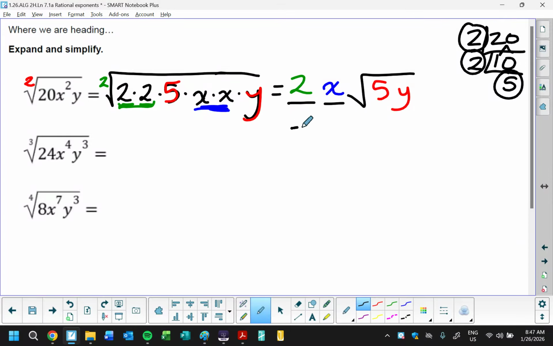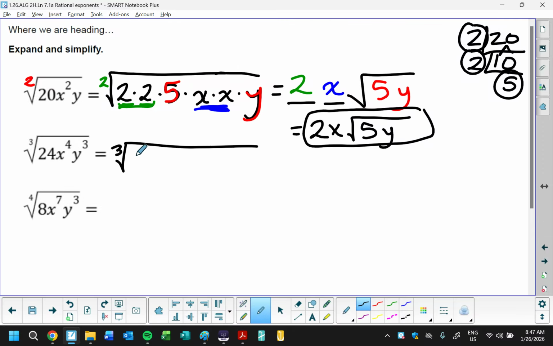So written in simplest form, we would say that the square root of 20x squared y is the same as saying, well, why would you write square root of 20 and the square root of x squared when you could write 2x multiplied by the square root of 5y? This, folks, is simplest form. Let's do another one.